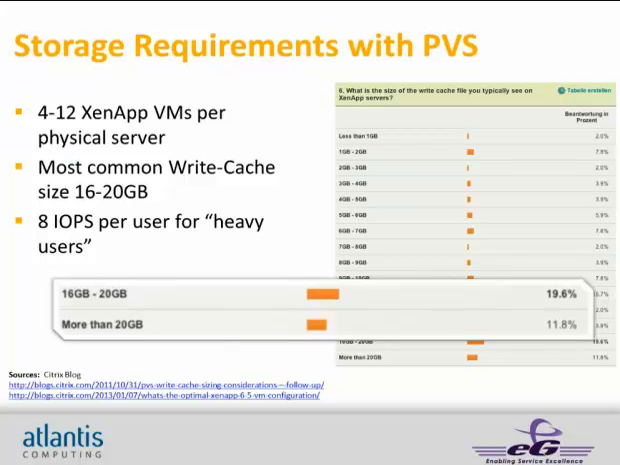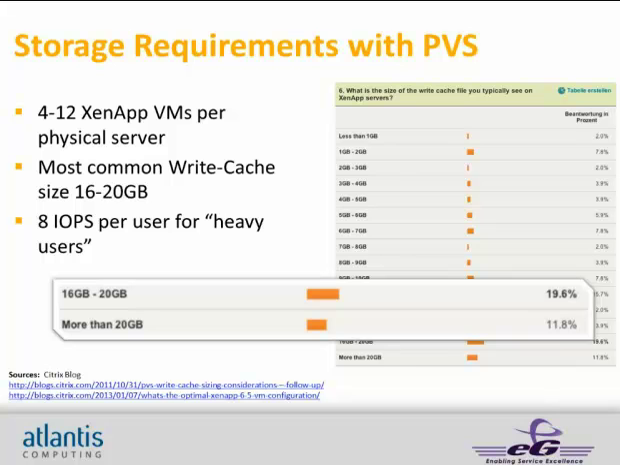So let's talk a little bit about what the storage requirements actually end up being when you're using PVS for deployment in a virtualization environment and what the impact of using our Atlantis ILIO software with that could be. So when you're deploying with PVS, you're typically sizing for about 8 IOPS per user. And I would suggest this is a safe number because, if you size for the average user, you're usually going to be under during the peak activity periods that are generated in your XenApp environment.